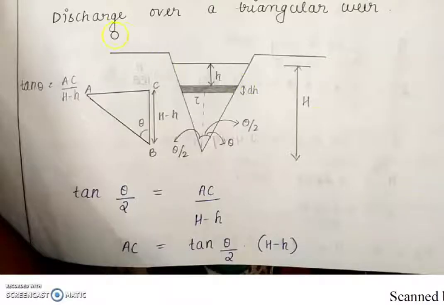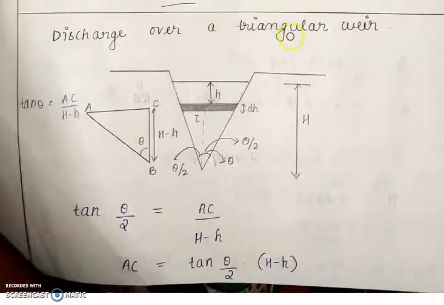So next we will come to the discharge over a triangular weir. Consider a triangular weir like this. This is the cross section, and water is up to a height of capital H from the bottom. Consider a small strip like this with a depth or height of small dh, and it is at a depth of small h from the free surface, and the angle of this triangular weir is theta.